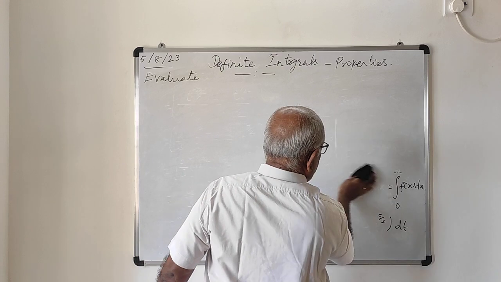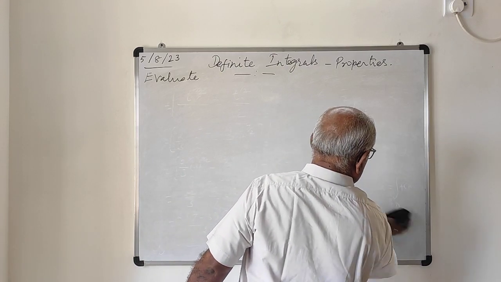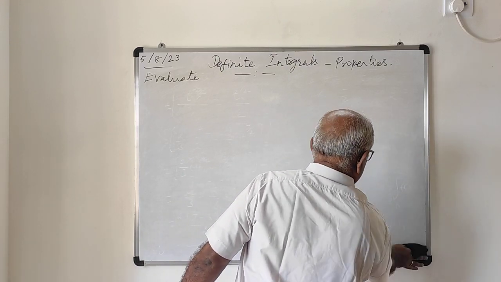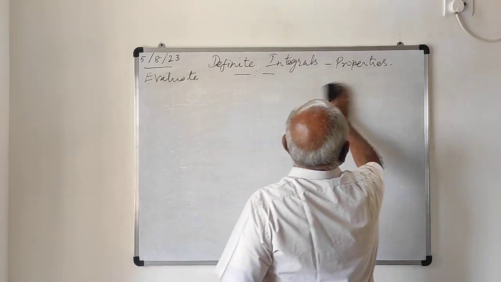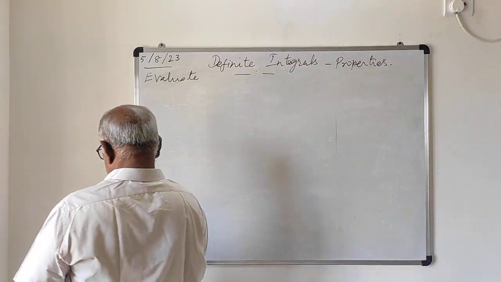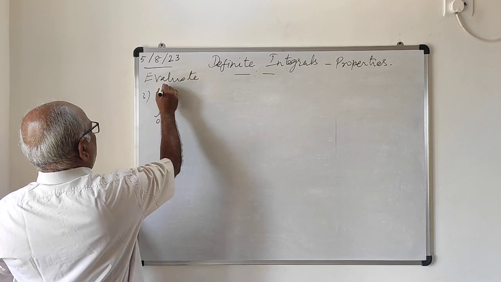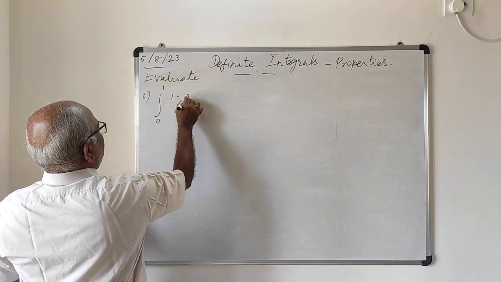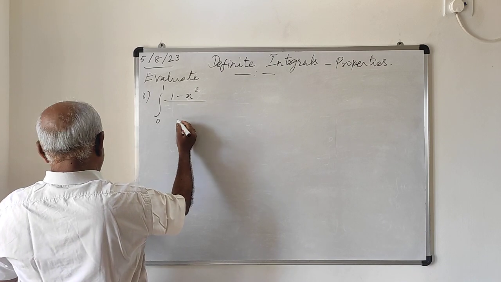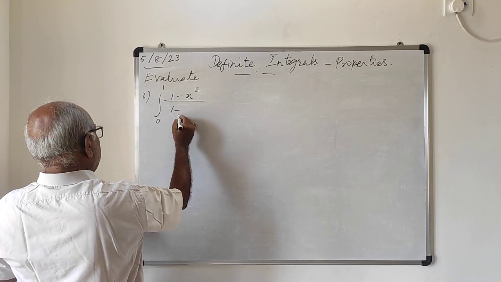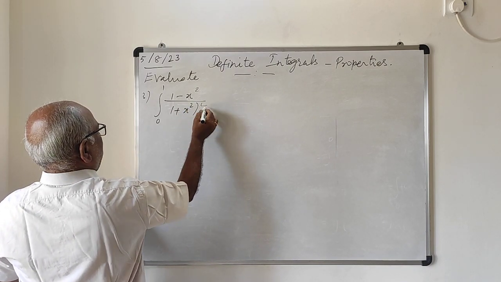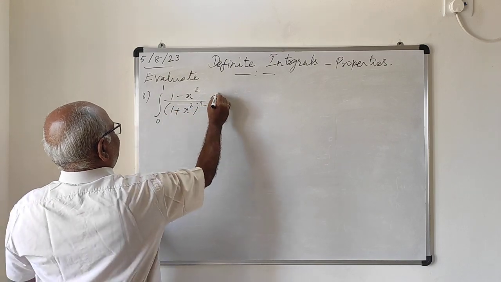These integrations are very, very important. Different integrals by using properties are very important. Next, evaluate the third one, integral 0 to 1, 1 minus x square by 1 plus x square whole square dx.